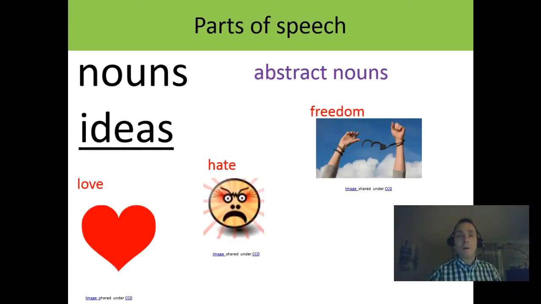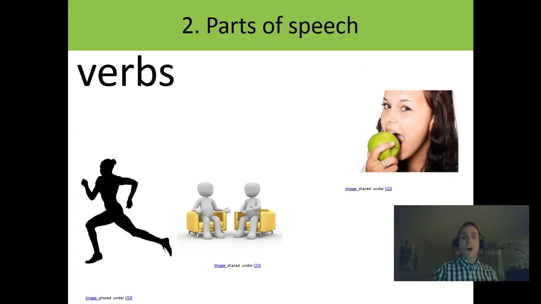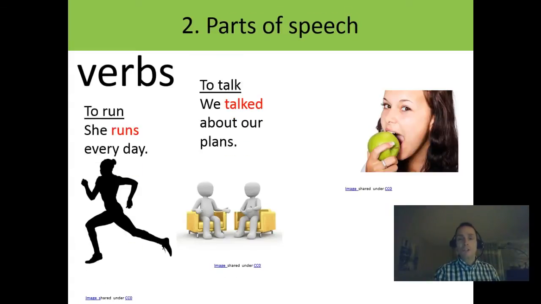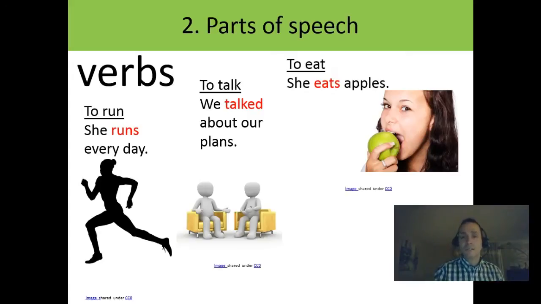Okay. Now, part of speech number 2 are verbs. For example, to run, to talk, to eat. These are action words. She runs every day. We talked about our plans. She eats apples. Now, these are verbs. Now, this is a very general look at verbs, and we will be talking much more about verbs in future videos, and all the different types of tenses as well.